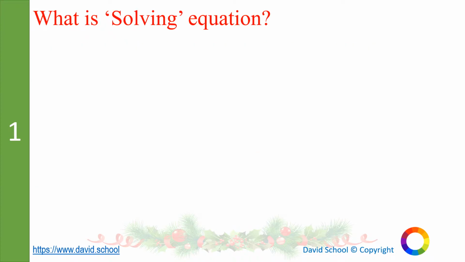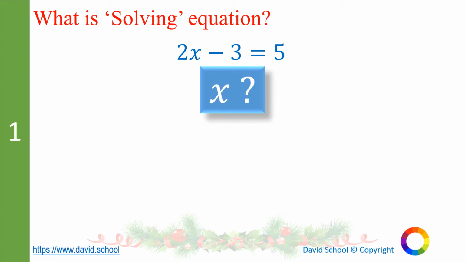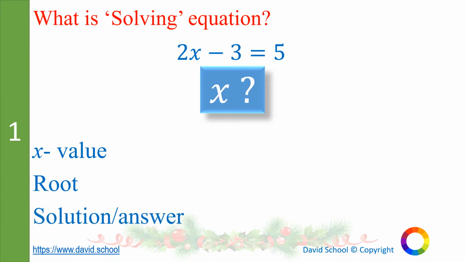Now, what is solving a linear equation? For example, 2x minus 3 equals 5. We solve this equation to find the x value, but we use different terms to find the root, or solution, or answer, or zeros. We solve linear equations to find x values, or to find zeros, or roots, or solutions, or answers. All of these words have similar meaning.